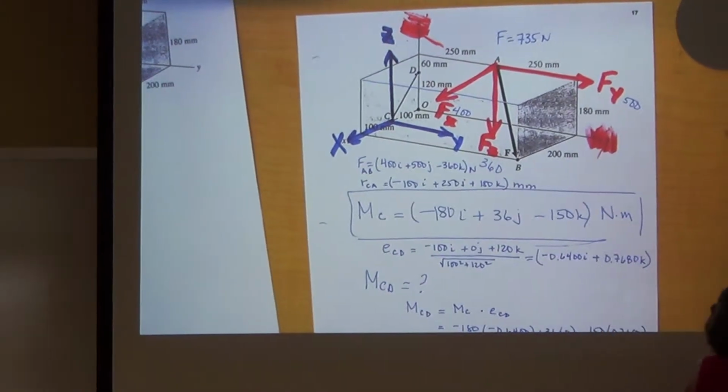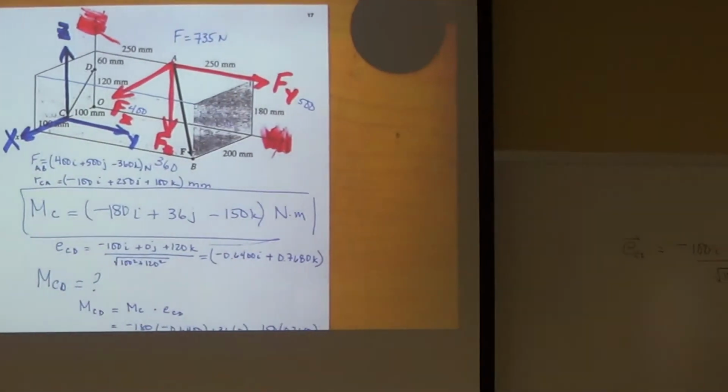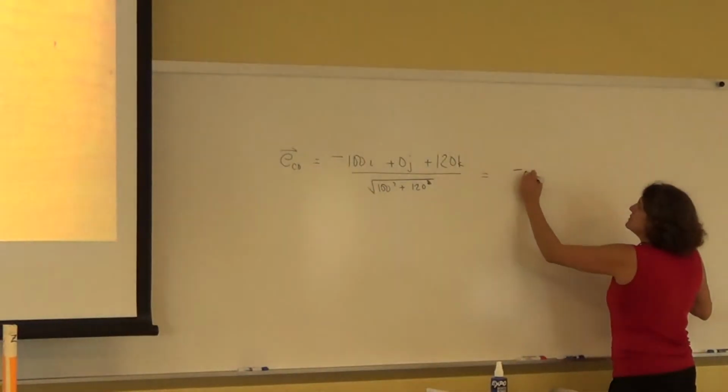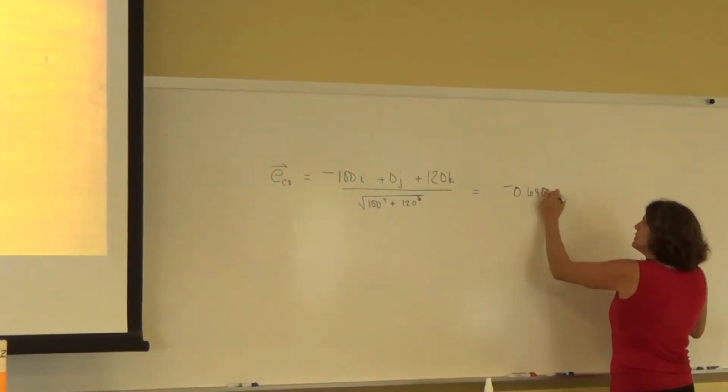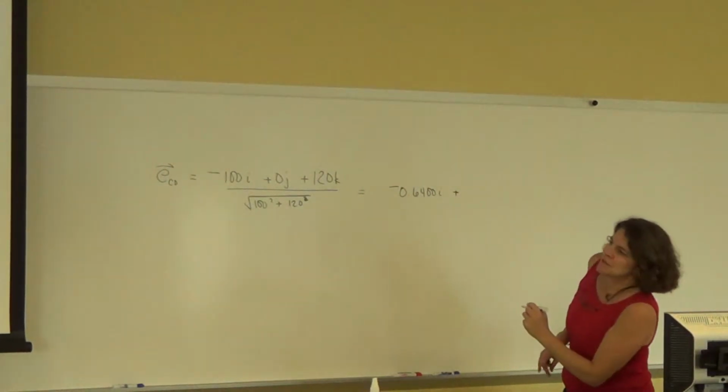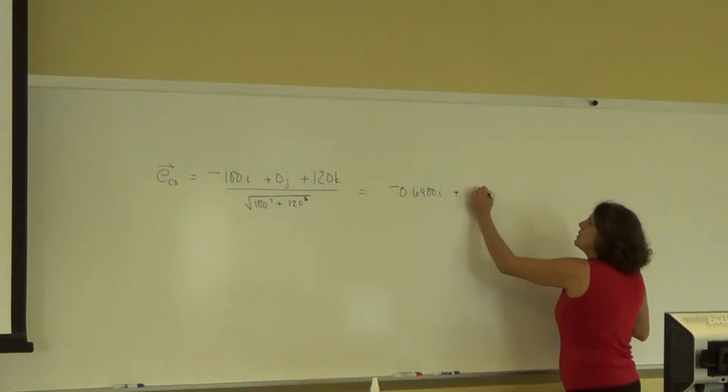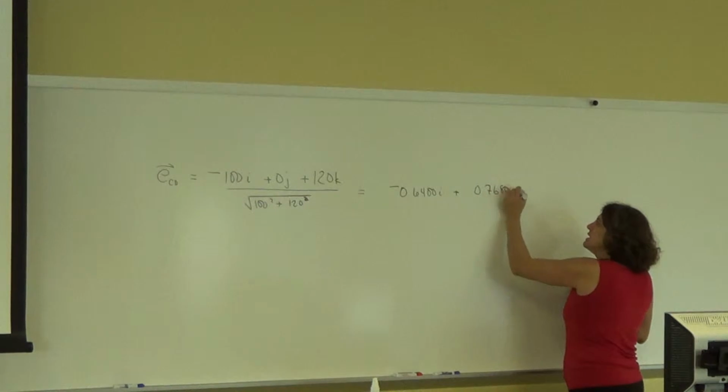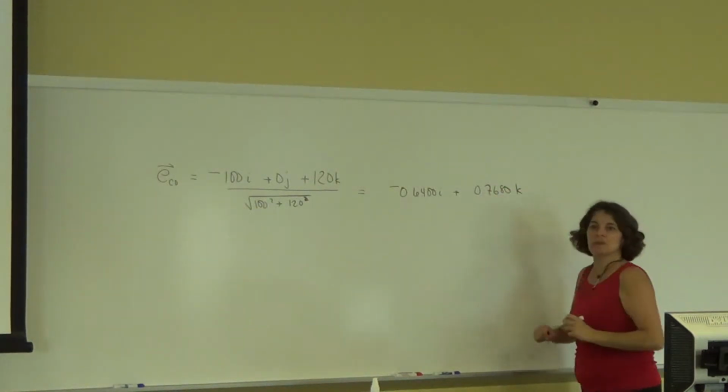And I was able to calculate what the unit vector is, right? In the end, it came out to be negative 0.6400 i plus 0.7680 k. And it was unitless, right?